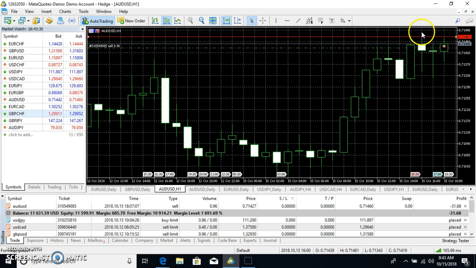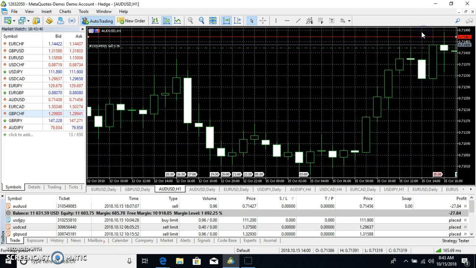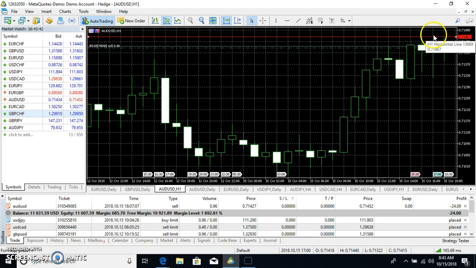It reached a high at 0.7149. I had a pending order at 0.7150. It didn't hit. So I woke up this morning and I got in at around 0.7142. Okay, so I'm in about this area. These are orders coming in. So I got in the sell position.